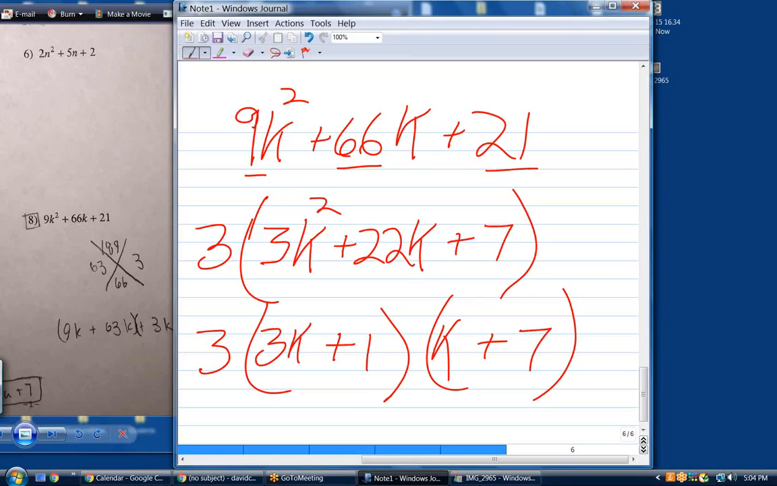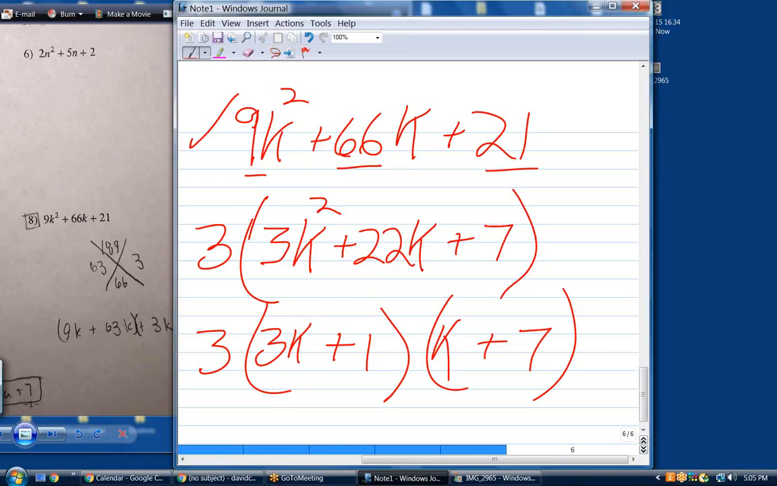Bingo. And you don't use that when you're checking the middle term. I use that and that. 1 and 21 add to 22. So my final answer looks like this. It's three things multiplied together. It's the original 3 that I factored out, and then it's whatever this factored is. So always do that first step to see whether there's a number you can factor out before you go to try to factor the quadratic.